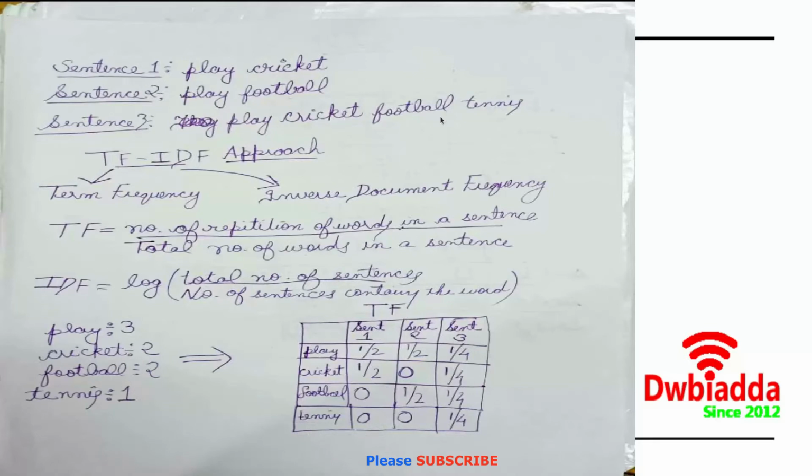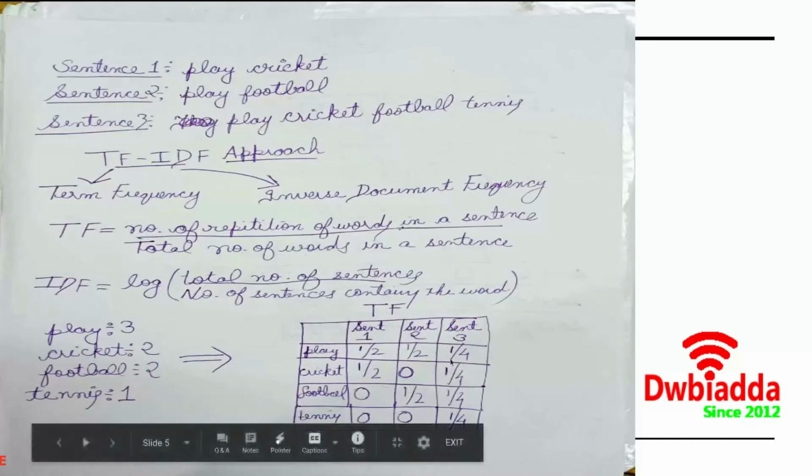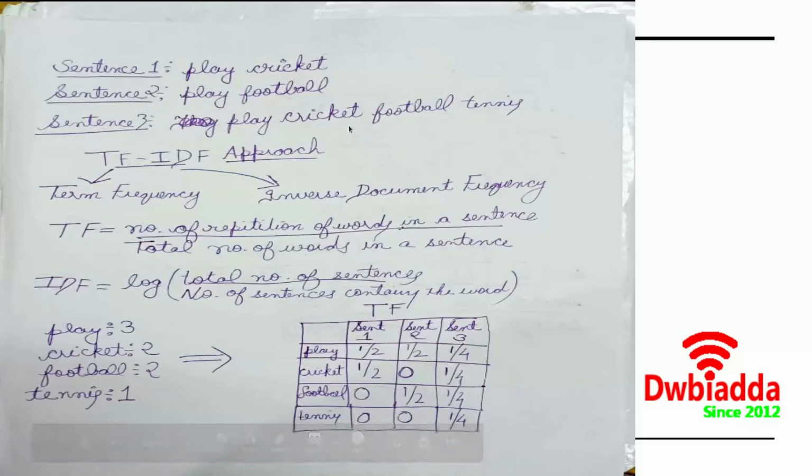And then again, play cricket, football, tennis. So play appears 1 time over here, and the total number of words in the sentence is 4. So it's actually 1 by 4. So the term frequency is 1 by 4. Imagine if you have a sentence like play football, play. Then play would have appeared 2 times and the number of words would have been 3. So the term frequency would have been 2 by 3.